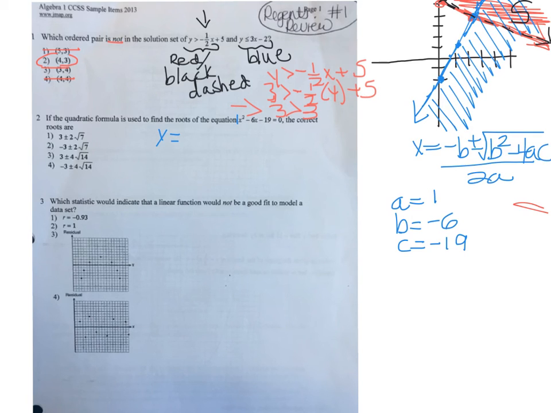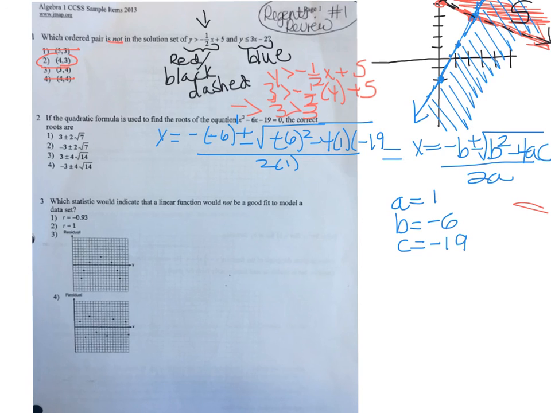x is equal to the opposite of negative 6, which makes it positive 6, plus or minus the square root of negative 6 squared minus 4 times 1 times negative 19, all over 2 times a, which is 2 times 1. First step, you need to do what's under the radical first without using the radical symbol. So negative 6 squared is positive 36.